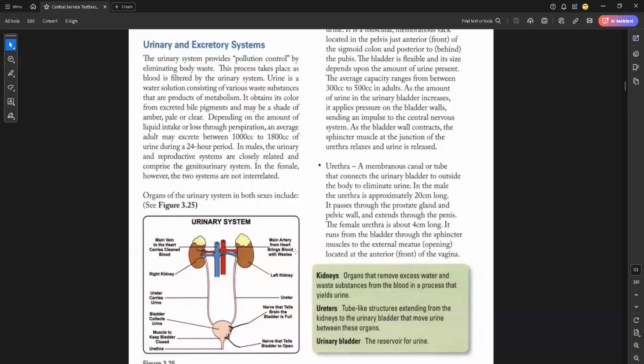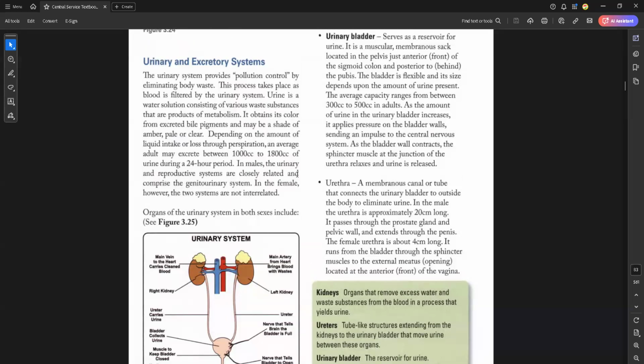Now, the kidneys play a very key role. Organs of the urinary system include the kidney, the ureter, and the bladder. They clear the system out. They make sure that any bad thing is out. Next slide, please. The next page, please.